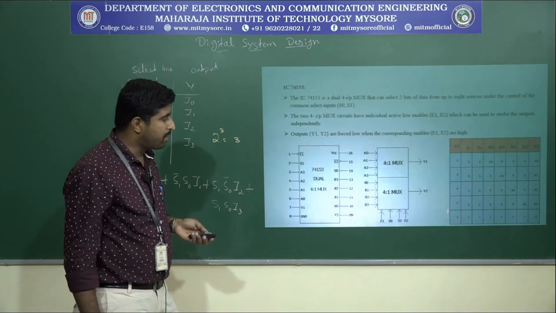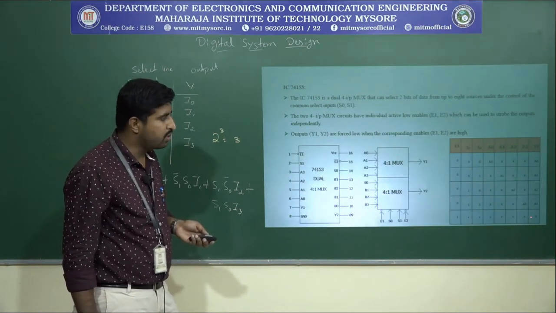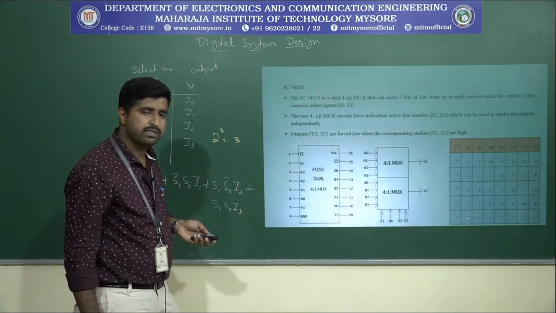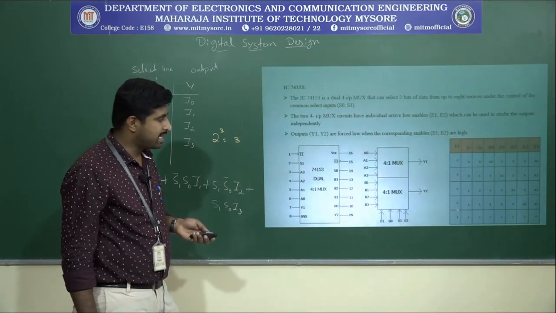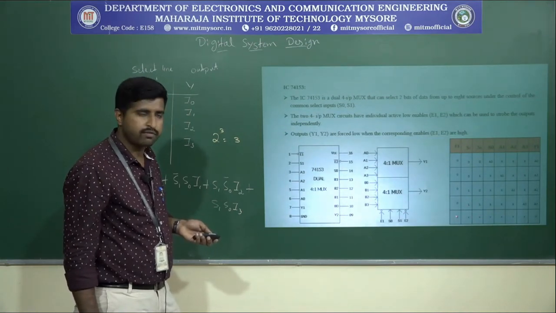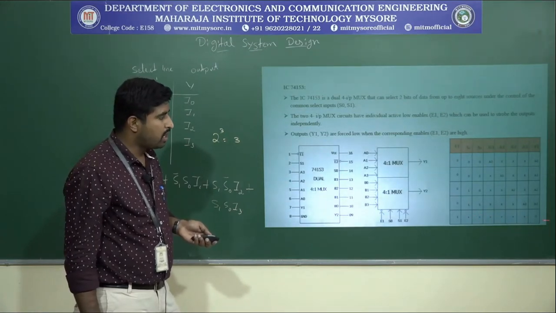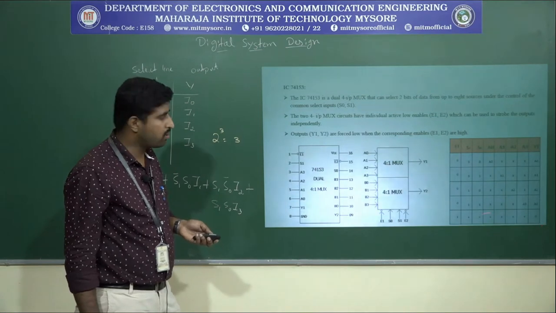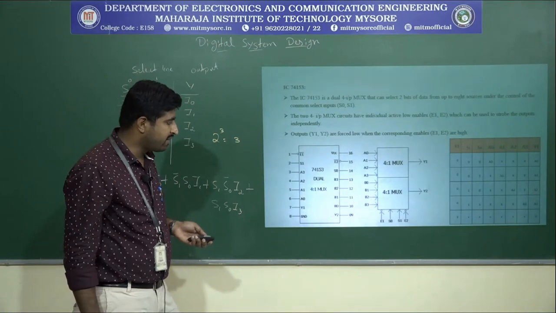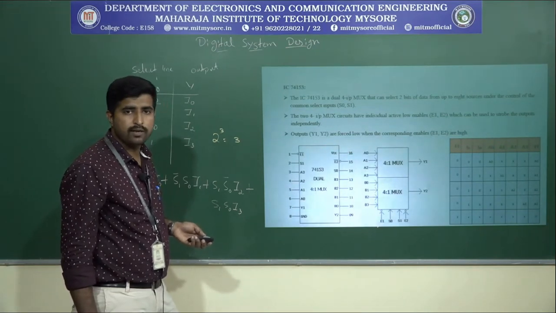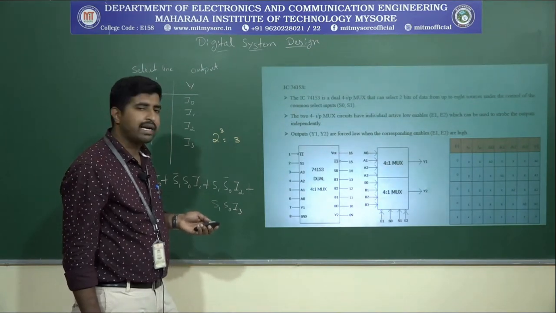But if the enable pin is deactivated, that means it's logic 1, then the output will be 0, whatever the input lines or select lines may be. We indicate that with don't care, X X, 0 or 1; the output will always be equal to 0 because this mux is deactivated. How? We give E1 equal to logic 1. Since it's an active low pin, when you give logic 1, it will be deactivated.